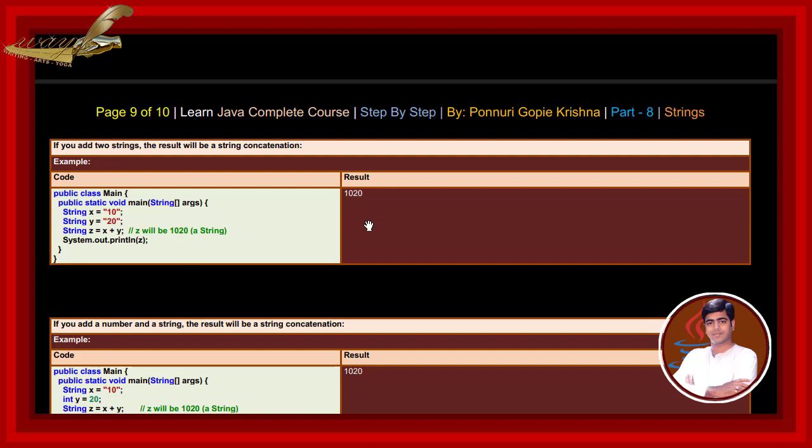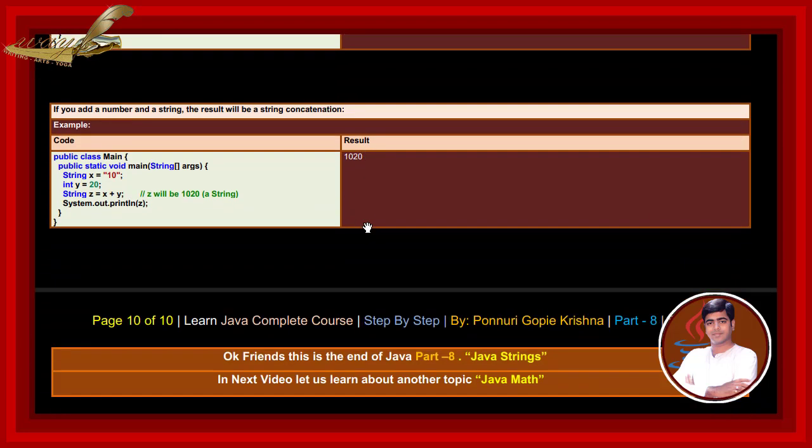It transforms to a string. If we add a number and a string, the result will be a string concatenation. See here, String x = "10", int y = 20. If we add both the string and the integer, x plus y, z will be 1020, a string. See, the print result was 1020 printed.